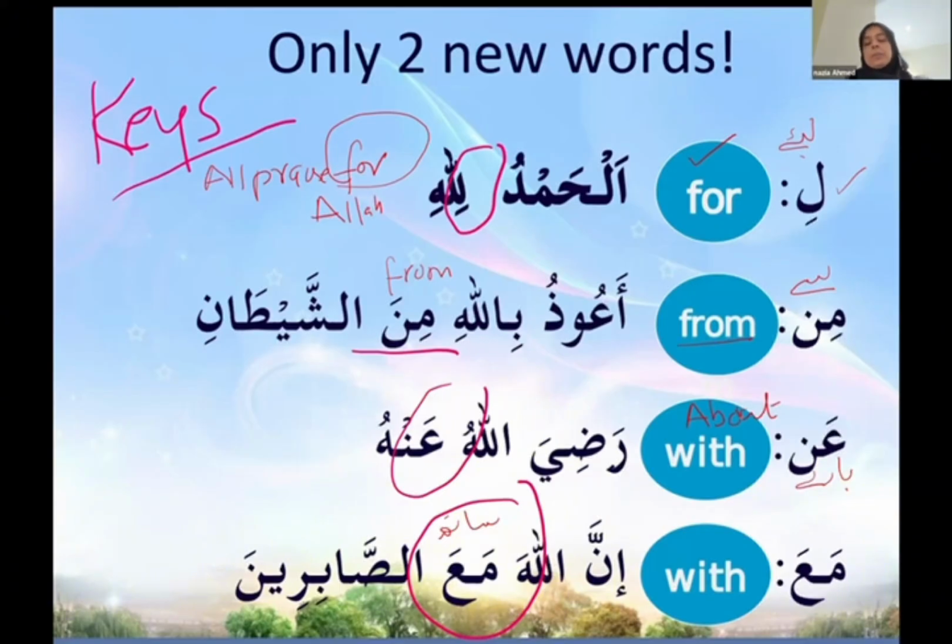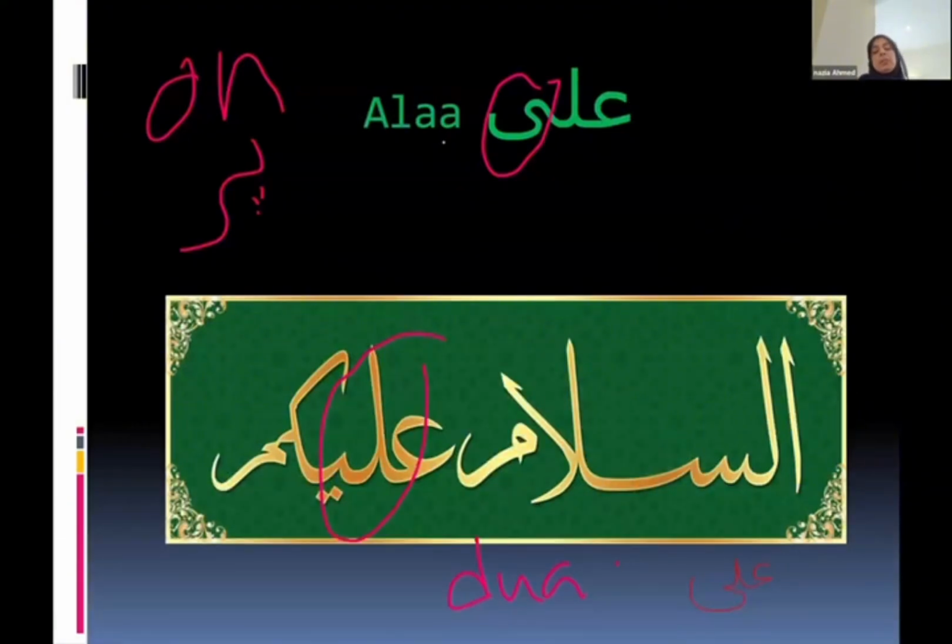Then we have ma'a. So ma'a means with. And it's a very famous ayah in the Muslim world. Inna Allaha ma'as sabirin. Indeed, Allah is with the people who are patient. As-sabirin, with the patient ones. So ma'a means with. So these are the keys to remember the meanings of these members of the letter family.